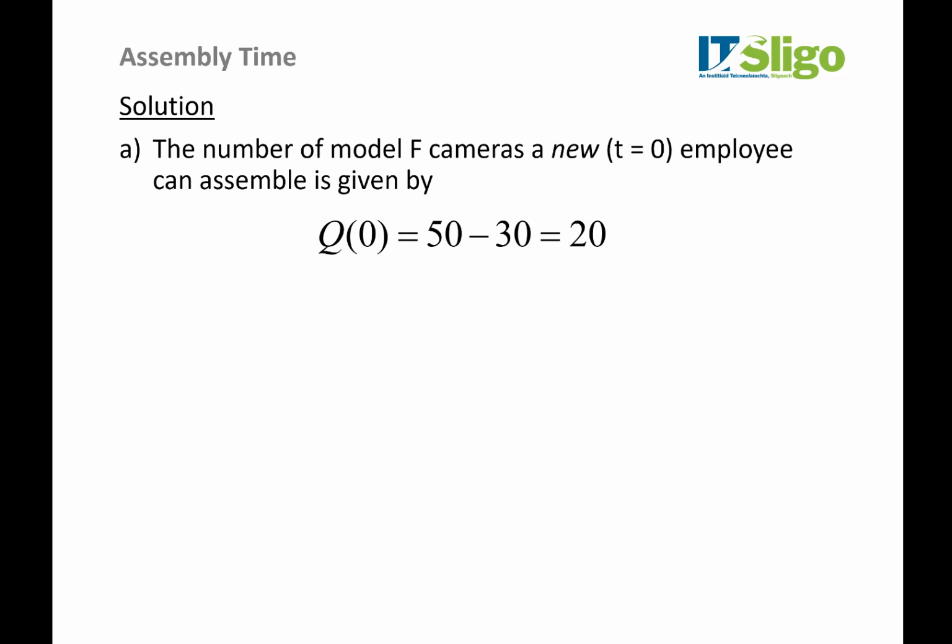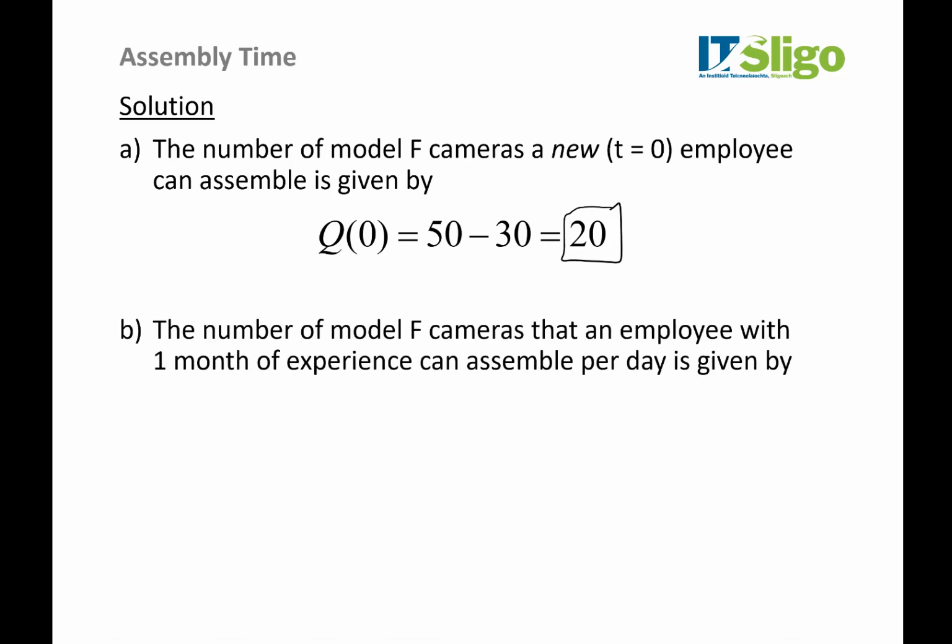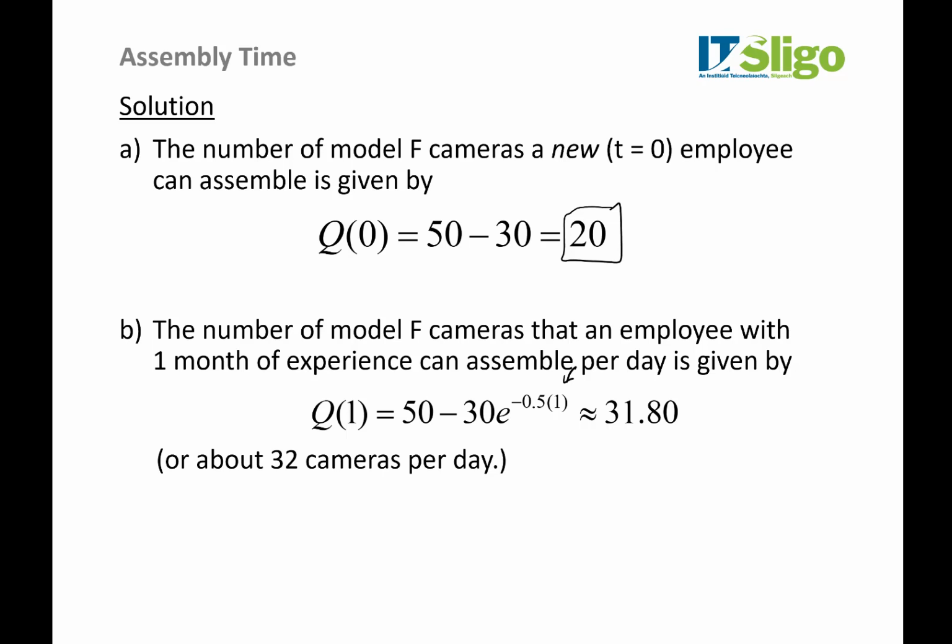So like I said, t is equal to 0 when someone has just finished their basic training and started on the job. We feed that into our function, and just after training, somebody would be able to make 20 cameras a day. With 1 month of experience, let t equal 1. Again, we're feeding into the original function. So after a month, someone would be expected to be making about 32 cameras a day, 31.